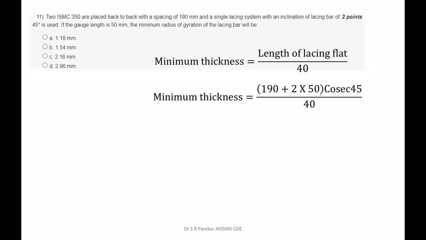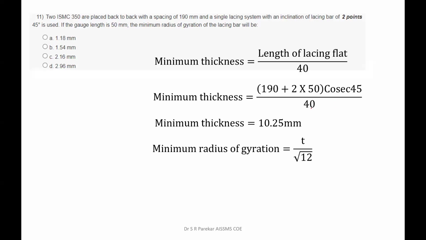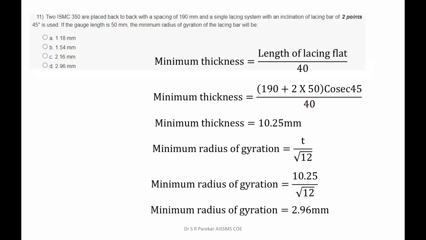The length of lacing bar is the distance between centroids into cosec 45, and we have seen this in the last example, upon 40. So this comes to 10.25 mm. Then t by root 12: putting t as 10.25, the value comes to 2.96 mm. So the option is D.